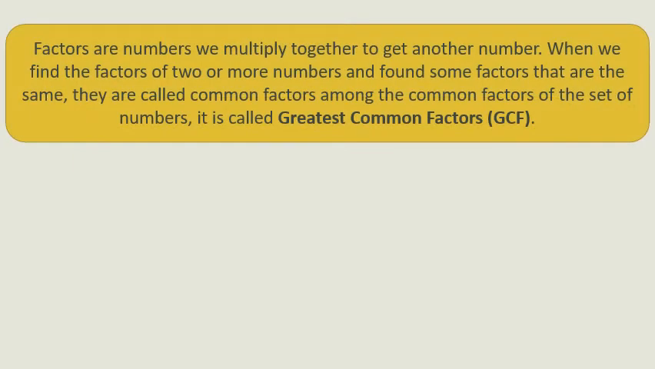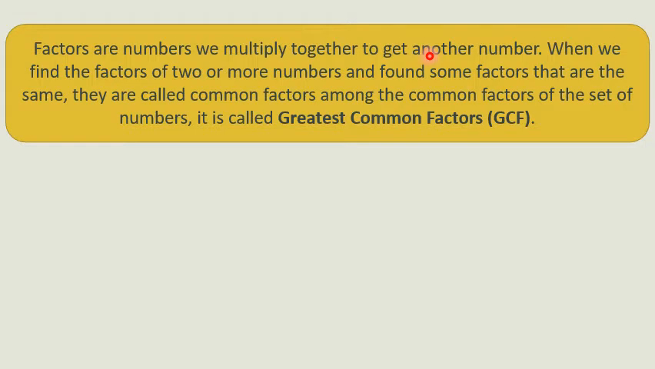So when we say factors, these are numbers we multiply together to get another number. So meron tayong halimbawa ay 12. So ano bang dalawang number ang pwede natin ipag-multiply para makuha yung 12? So pwedeng 3 and 4. So yung 3 and 4 na yun are factors.